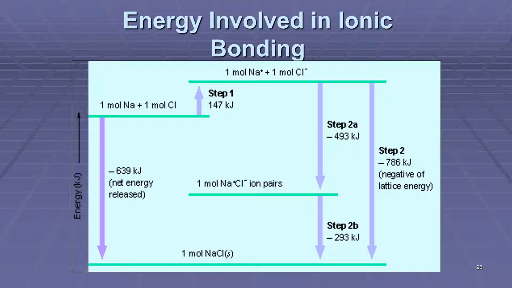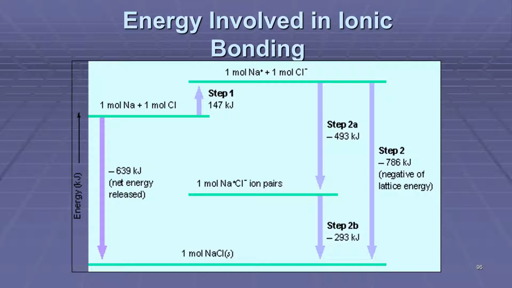So if you have 1 mole of sodium atoms and 1 mole of chlorine atoms, the first thing you have to do, you can see step 1, is put 147 kilojoules in to form the sodium ion and the chloride ion. In step 2A, as those ions form a pair where they're attracted to each other, 493 kilojoules of energy is released. So that's why it's negative. And then as those ion pairs solidify, another 293 kilojoules is released. So the lattice energy together is 786 kilojoules. The negative of the lattice energy would be considered 786 kilojoules.